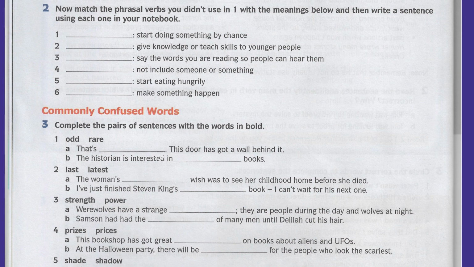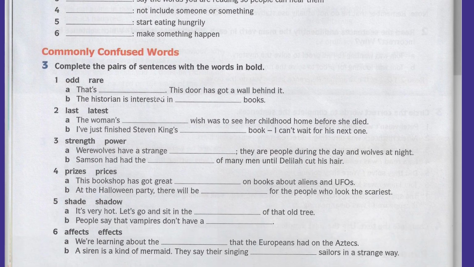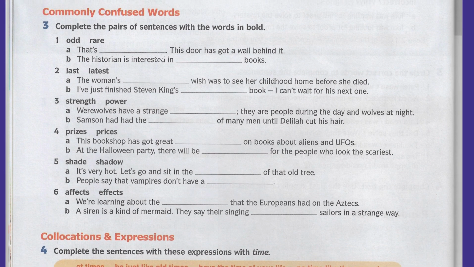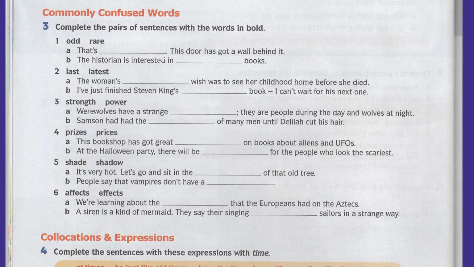They also give an adequate amount of reading practice and input. I am not able to access the listening materials yet, but exercises like this can help our students. You see, for example, we have commonly confused words. This is a good practice, so they can differentiate the usage of odd and rare, strength and power, last and latest, which, to be honest, also sometimes confuses adults. So it's a good practice to start early.